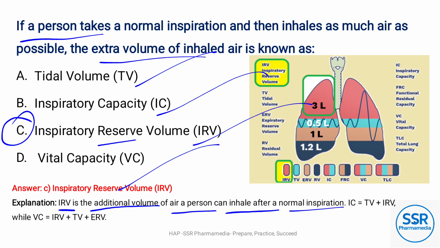IC, the inspiratory capacity, is equal to tidal volume plus inspiratory reserve volume. While VC, the vital capacity, is equal to inspiratory reserve volume plus tidal volume plus expiratory reserve volume. So I means inspiratory reserve volume, and X means expiratory reserve volume.